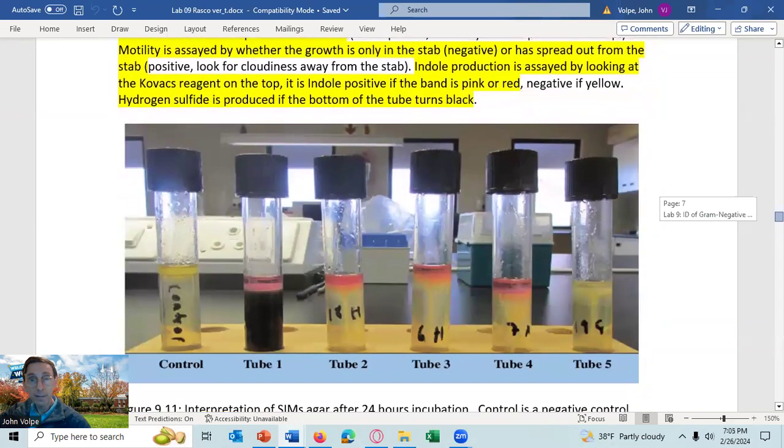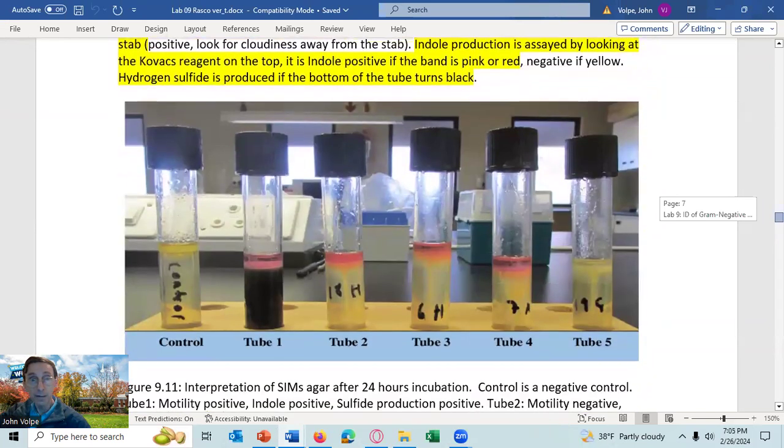If not, let's talk about the sulfur indole motility test. This test looks for the production of hydrogen sulfide gas, and it'll be black if that occurs. It looks for the motility, that's what the M stands for, and it looks for the production of indole. What you do is you stab inoculate the tube, let it incubate, and then when you bring it out, you add Kovacs reagent to the top.